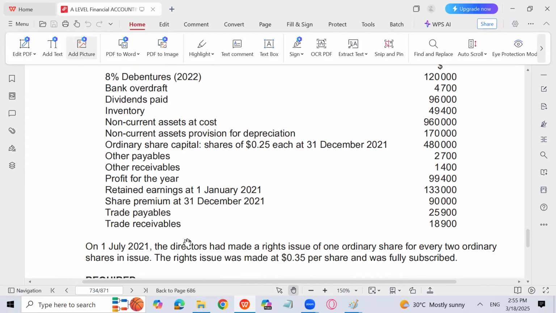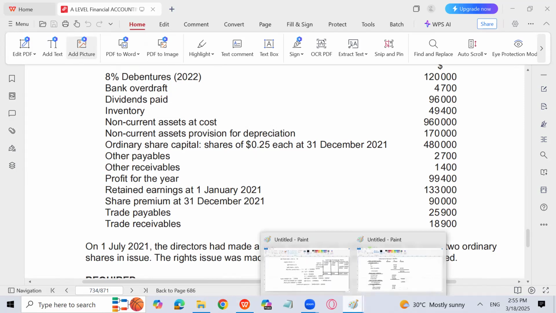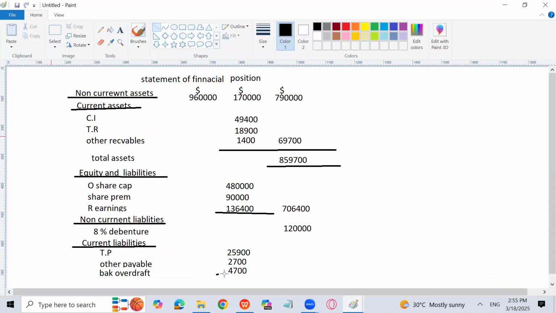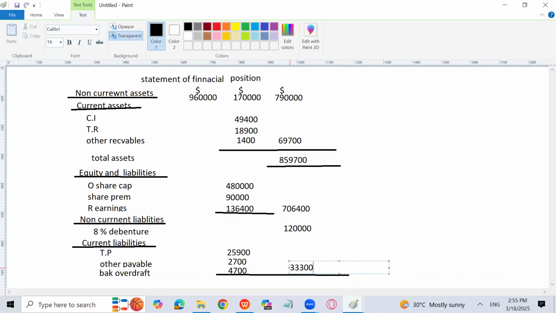Anything else? No. Trade payable, other payables have been written. Dividend, bank overdraft, debenture. Okay. So what is the amount now? 33,300. And 859,700 is going to be the amount of equity and liabilities. So total assets are equal to equity and liabilities. We are done with that.